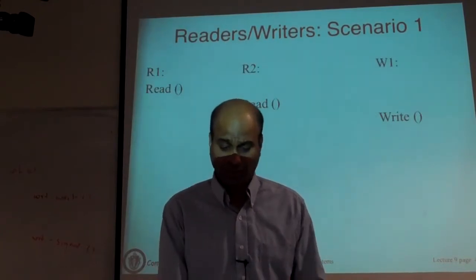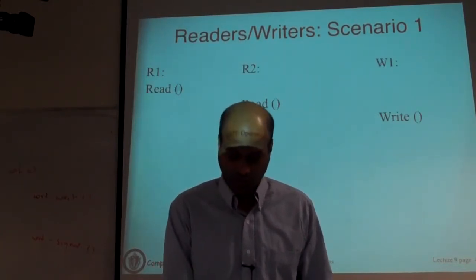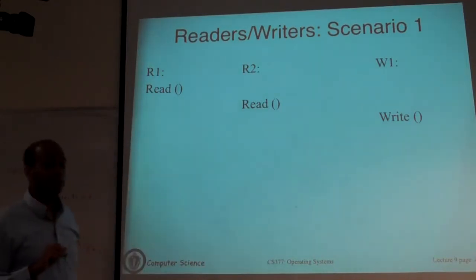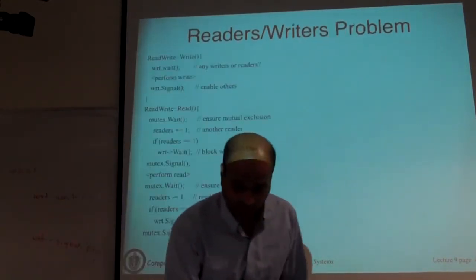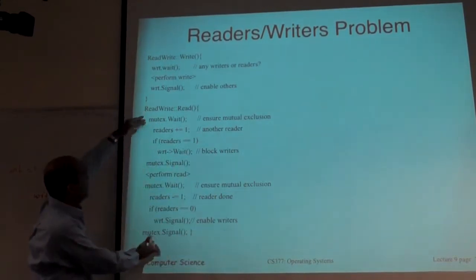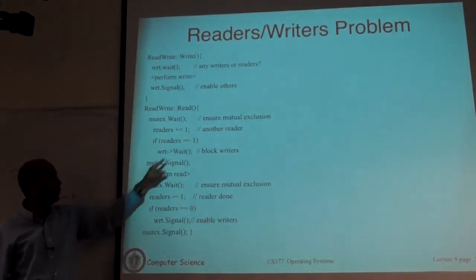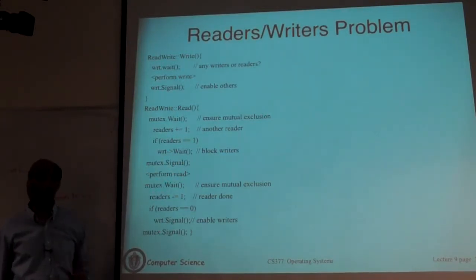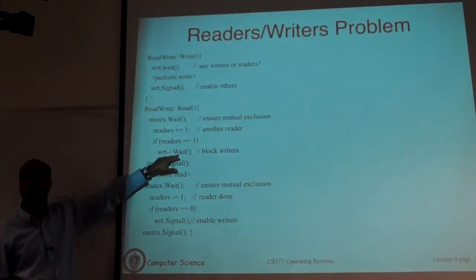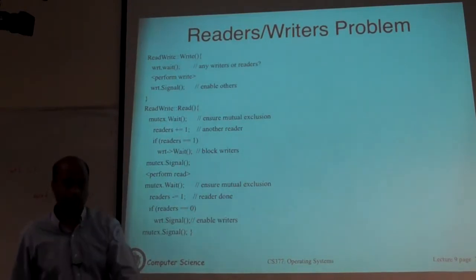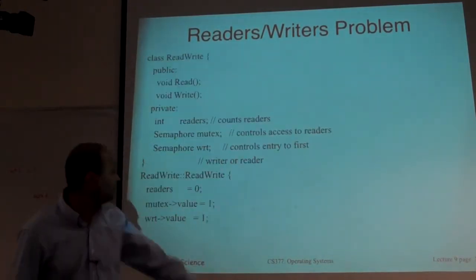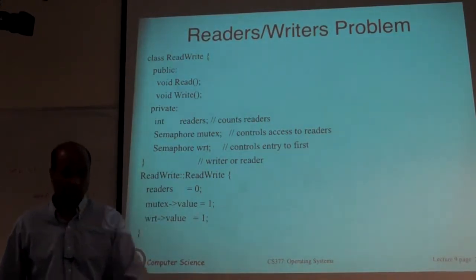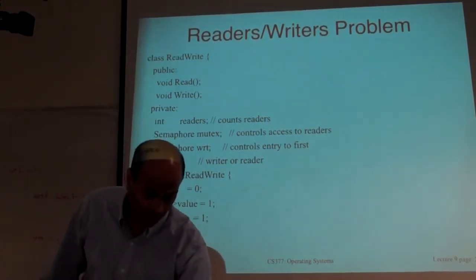Okay. So there are some examples here of what happens when there are 3 threads, 2 reader threads and 1 writer thread. The first reader thread calls read, okay, that triggers this code. The reader count goes from 0 to 1. Readers equal to 1 is true, so it blocks off all the writers, and basically calls a wait on that semaphore. Remember that you had initialized that semaphore to 1.